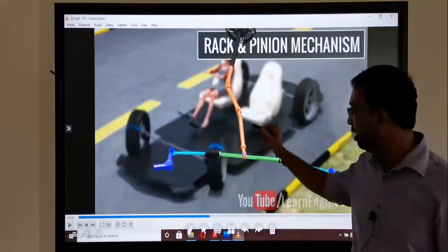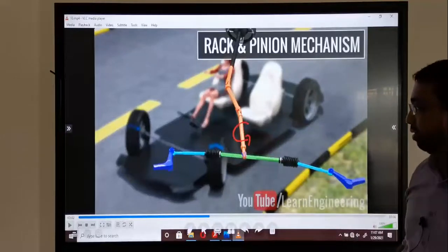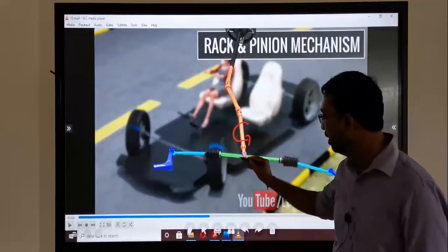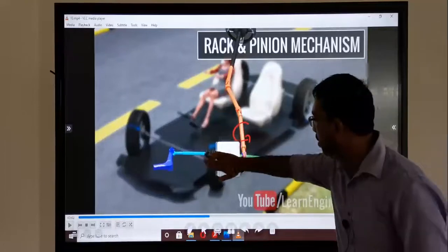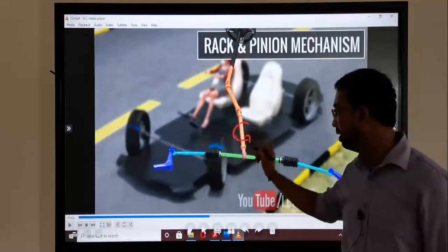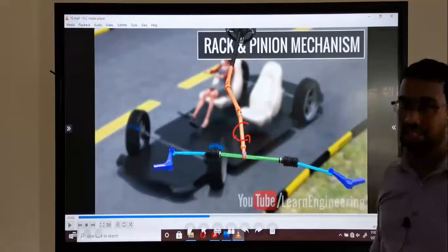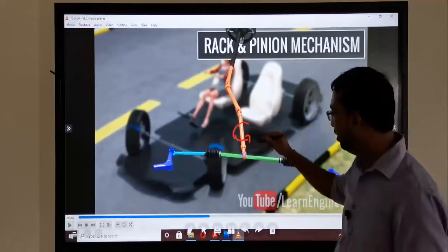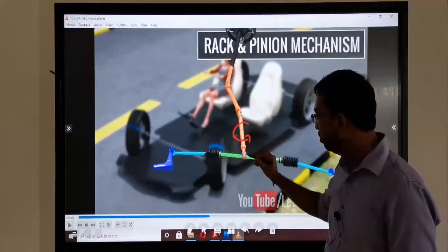So when this pinion is rotated this side, what will happen? The thread of the pinion is meshed and moves onto this rack. So both these threads are meshed here. If it's rotated like this, what will happen?